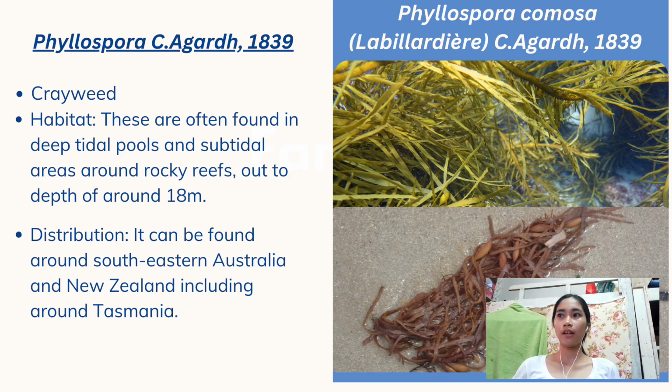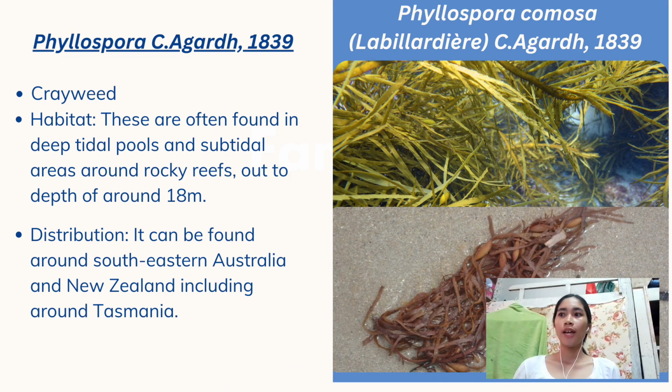Next, we have another genus, the genus Phyllospora. We have Phyllospora comosa. It is known as the gray weed. It is found in typically cooler waters along the southeastern coastline of Australia around Tasmania. The alga has a central main axis, usually up to 3 meters, which bears many branches along their length, with closely arranged leaf-like laterals. Rayweed forests are important as they are habitat for many marine species and also for producing oxygen and capturing atmospheric carbon.